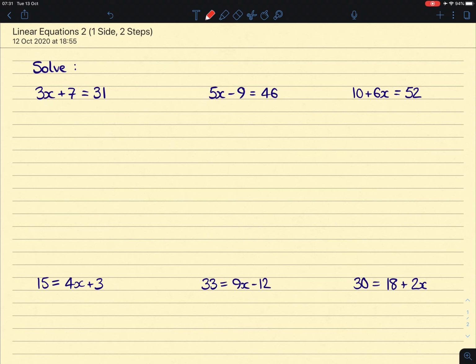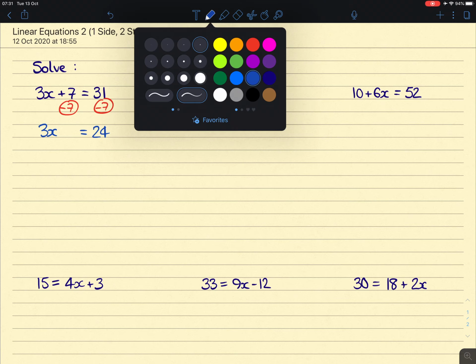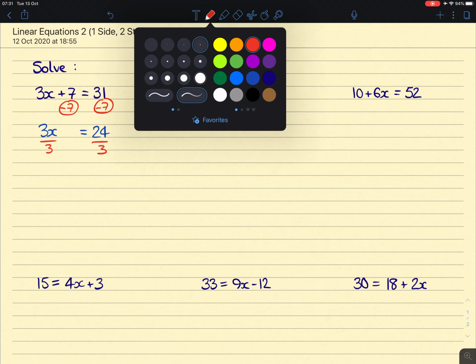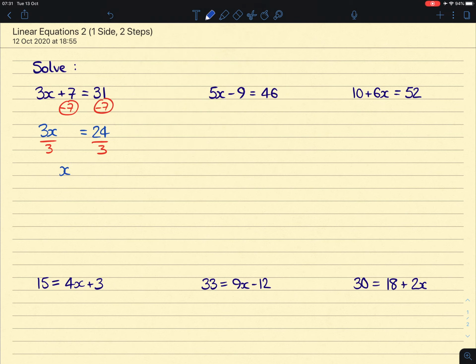So here, we need to get rid of a plus 7, which means we need to take away 7 from both sides. So that's the first step I'm going to take here. We will be left with 3x on the left-hand side, and the right-hand side will become 24. Then we need to get rid of this multiplying by 3, so we divide both sides by 3. That will then have x on its own, and our answer, our solution, is 8.